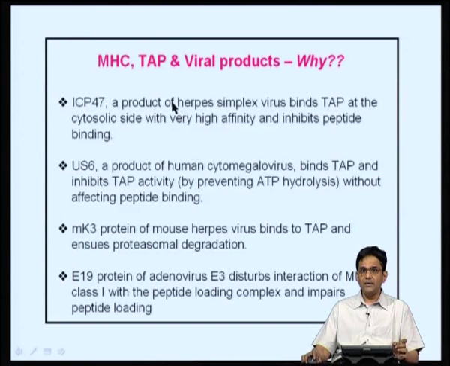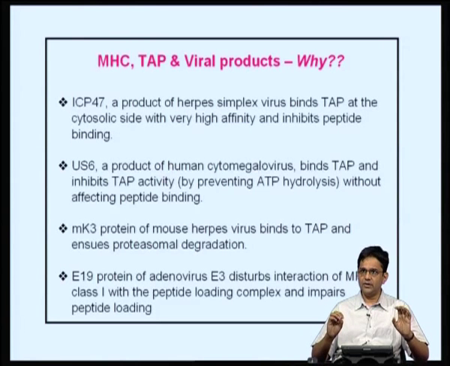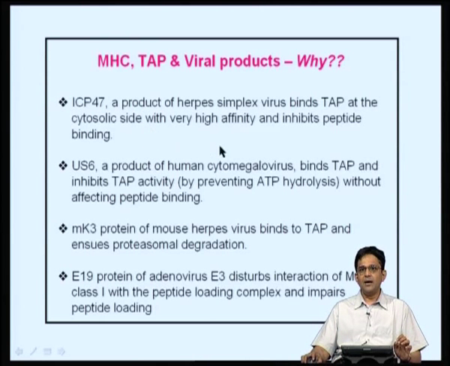You can see in these two molecules that these are two proteins encoded by two distinct viruses. They do the same job, which is to inhibit TAP, but the way they do it is different. ICP47 inhibits peptide binding, whereas over here it inhibits ATP hydrolysis without affecting peptide binding. So, you should see different viruses have evolved in different ways, by which they are trying to outsmart the immune system, or at least the MHC class 1 pathway, by adopting various strategies. So, I think it is an interesting aspect for students to think about.